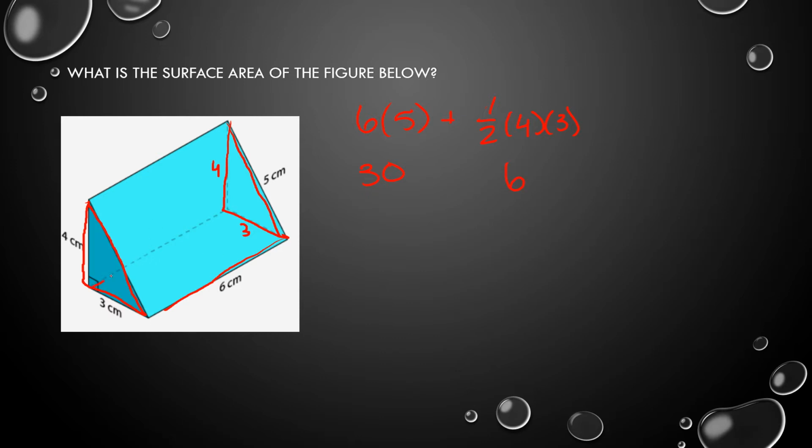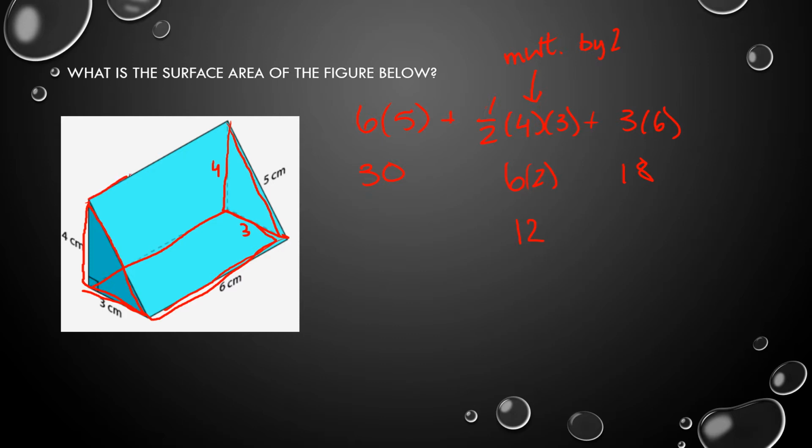Then I have the bottom box here. Now this side tells me that it's 3 and the bottom tells me it's 6. So I'd have 3 times 6 for the bottom, which is 18. And don't forget that I have 2 of those triangles. So this triangle here, I need to multiply this by 2 because I have 2 triangles. So this 6, I need to multiply by 2 to give me 12.